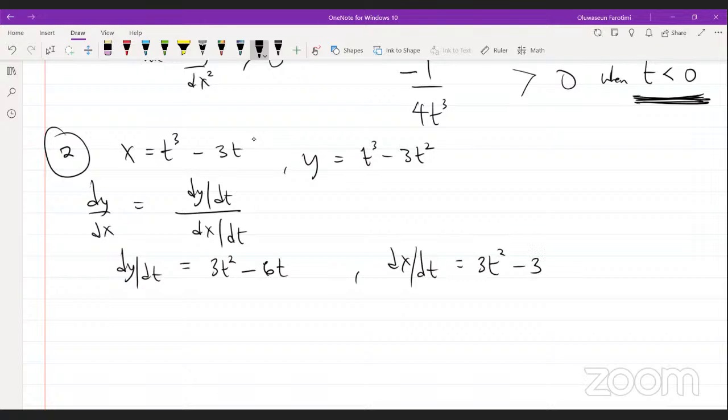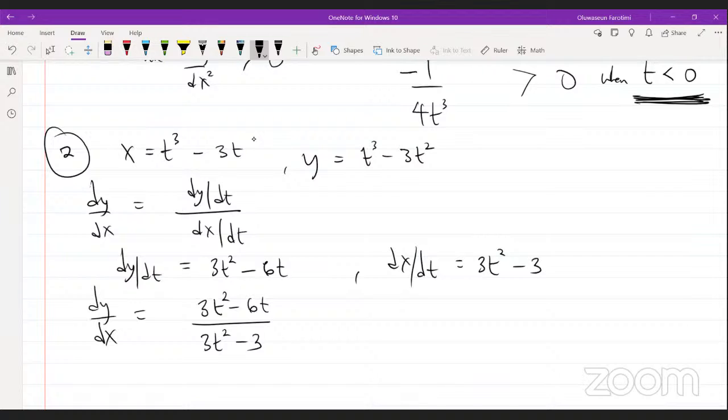Now you can put things together, right? dy/dx is just going to be 3t squared minus 6t divided by 3t squared minus 3. Now, sometimes you have to think about this. Can I simplify? You have to think about the possibilities of simplifying, or pretty much breaking things down.